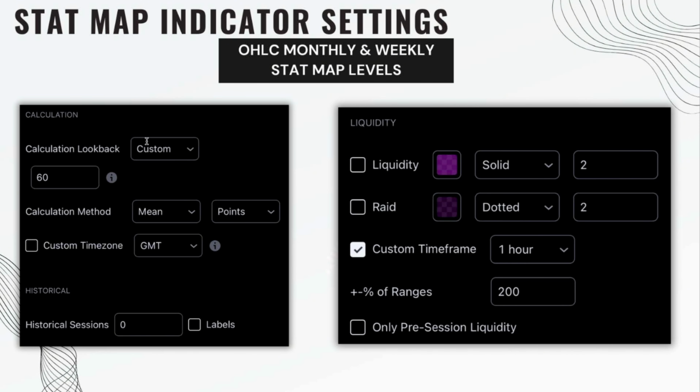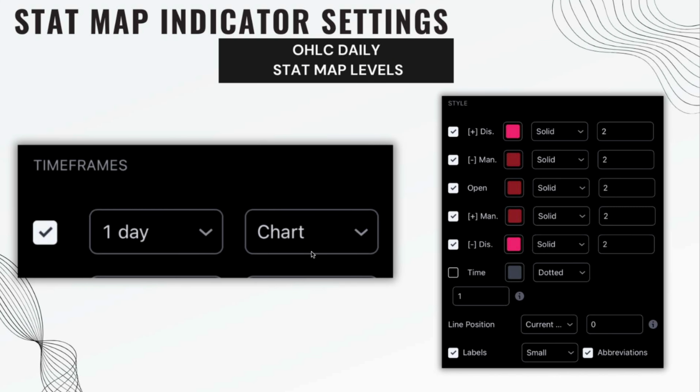So moving on to the calculation. For the calculation look back, I have it set at custom at 60. Calculation method will be at mean, set at points. For the liquidity, I don't use the liquidity at the moment, so we're just going to go ahead and move on.